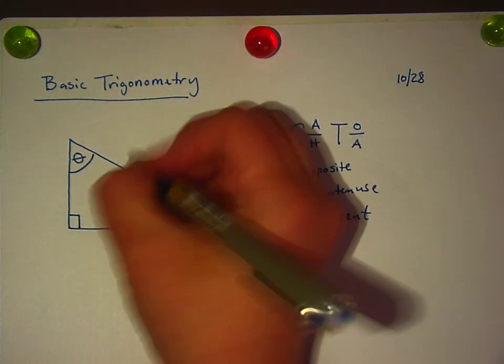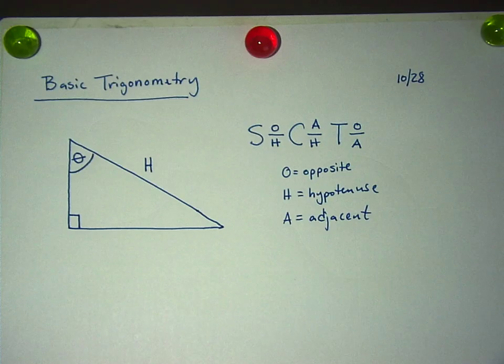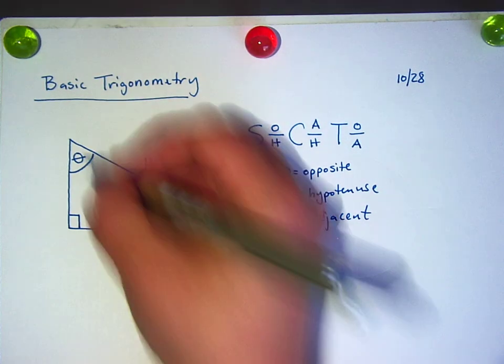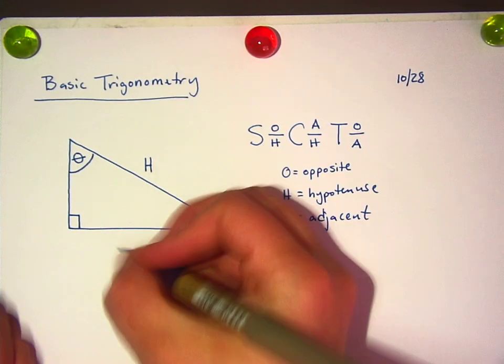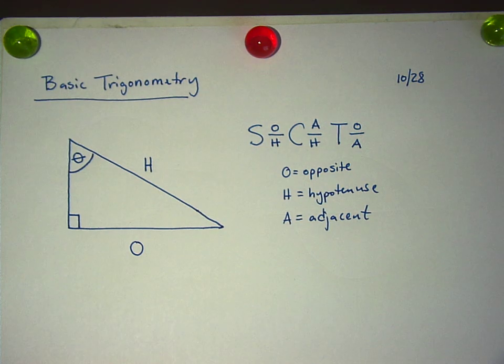So, we already know this is the hypotenuse, right? Where is the opposite side compared to theta? Kyle? The bottom. It's the side that doesn't touch it. Opposite. Adjacent means that you're touching it. It is right next to, adjacent.